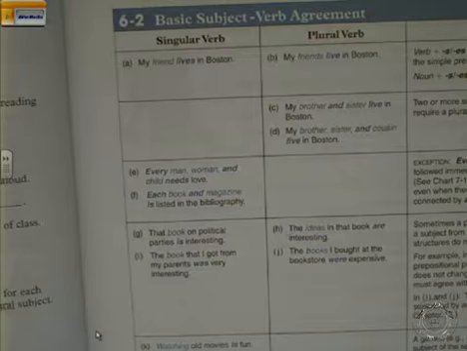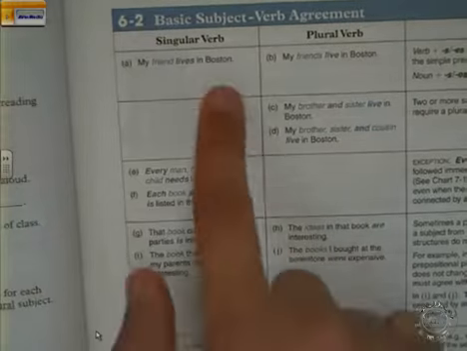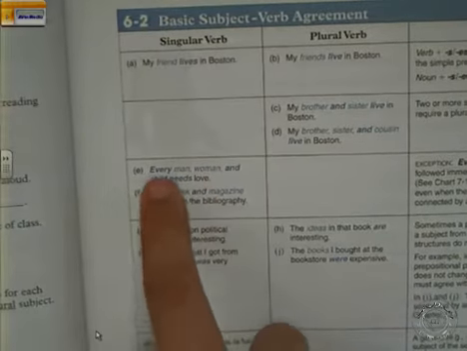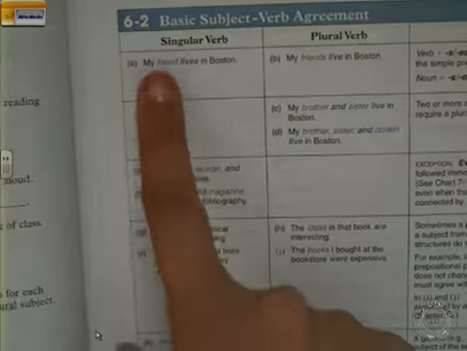Now let's say, every man, woman, and child needs love. Each book and magazine is. So the rule here is each and every, when we use them in the singular. So you see the column? They are in the singular column. So every and each use singular.